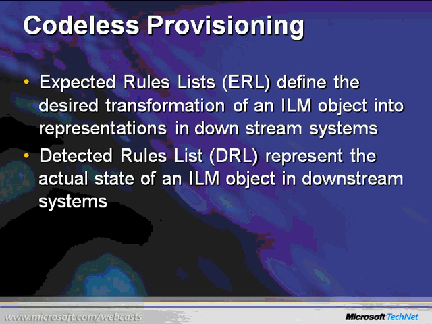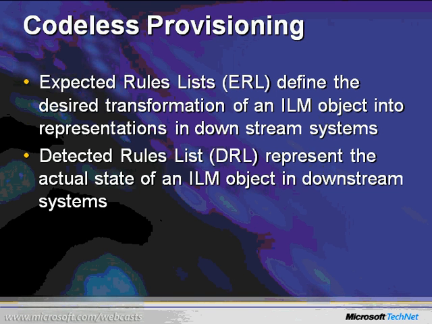Synchronization through codeless provisioning is fully auditable and workflow based. So we have two attributes on every object now in ILM. One is called an expected rules list, and the other is called a detected rules list. And these two attributes drive the process around synchronization. An expected rules list on every object contains all the synchronization rules that you've intentionally applied to that object. So this would, for example, for a user, contain the different representations that that user is supposed to have in other downstream systems.